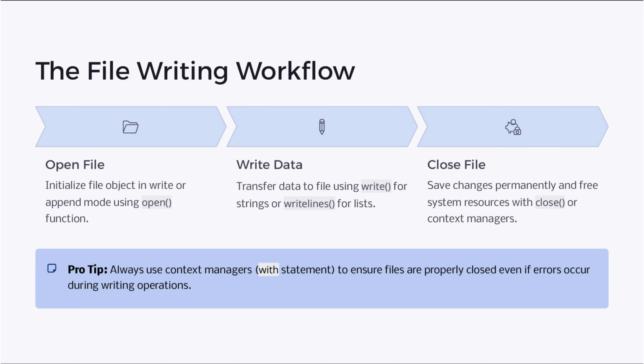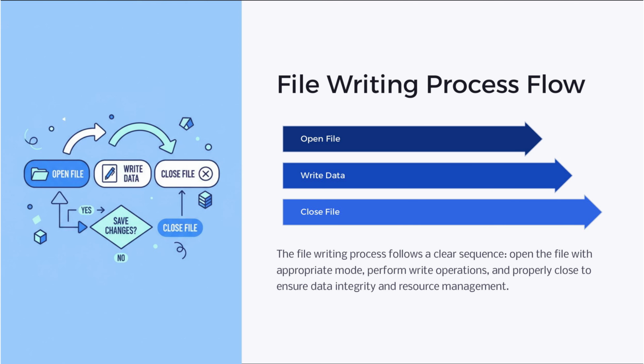Transfer data using write for strings or writelines for lists. Ensure data integrity by closing the file with close, or, preferably, using context managers to handle errors and resource management efficiently. The file writing process involves opening a file in the correct mode, writing data using methods like write or writelines, and closing the file to ensure data integrity and resource management. Proper closure, especially with context managers, is crucial to prevent data loss and free system resources efficiently.